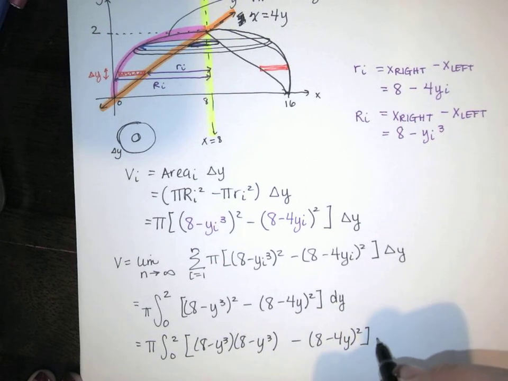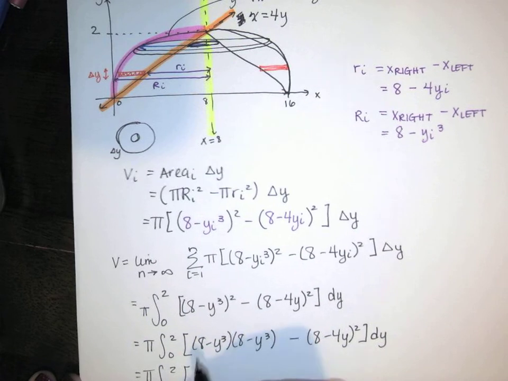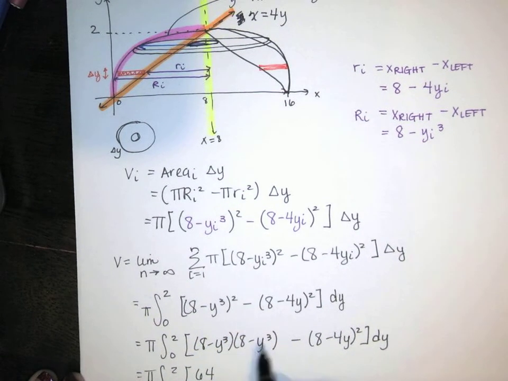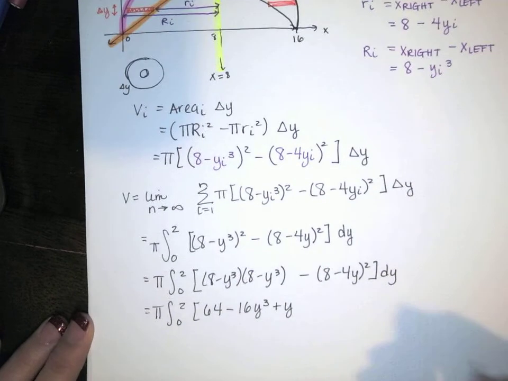And you could write this one twice in FOIL too if you want to, so you can avoid the u sub if you prefer to. Then first times first is 64. Outer times outer is -8y cubed. Inner times inner is the same, so I've got -16 of those. And last times last is y cubed times y cubed. Add the exponents, that's y to the 6th.